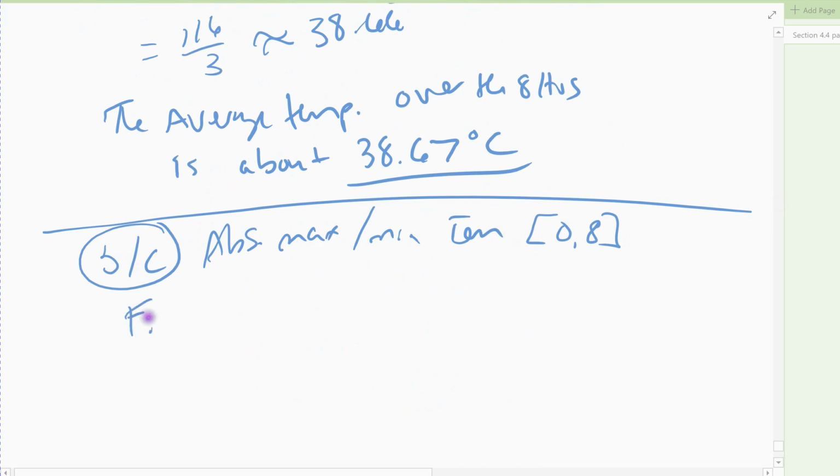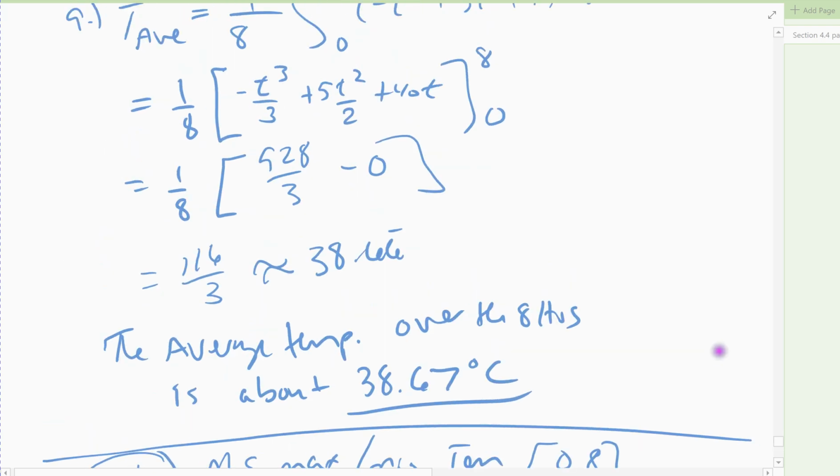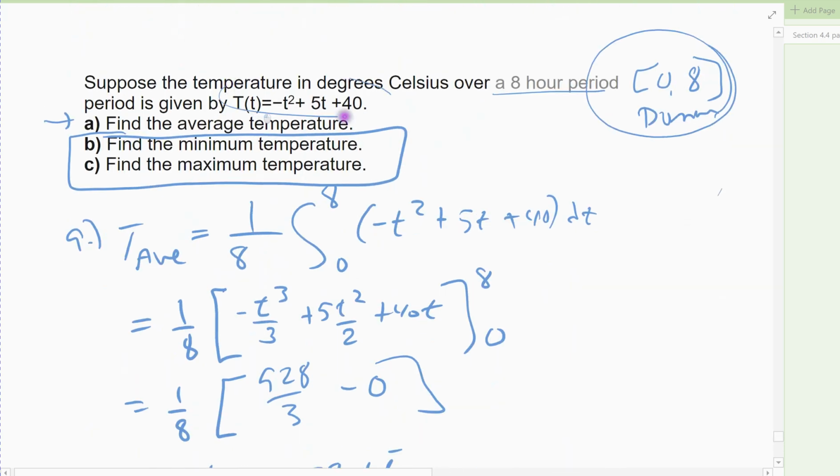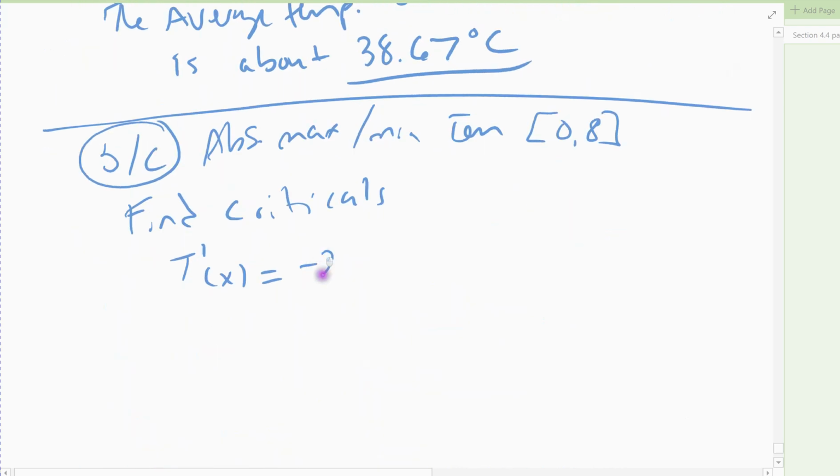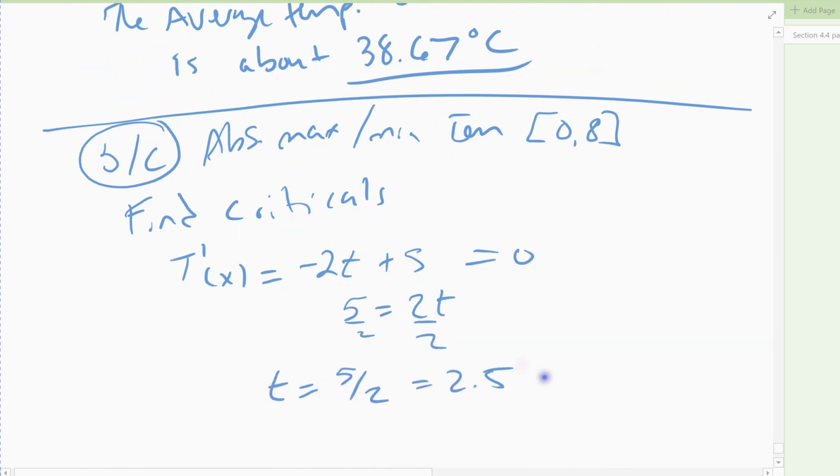So what you have to do is find any criticals over 0 to 8, which means find your derivative. So again, this is a throwback question. Find the derivative of your temperature equation. So go back up here to your temperature equation and find its derivative. So you get negative 2t plus 5. Set it equal to 0, so 5 equals 2t, divide by 2. So there is a critical value at 5 halves, or 2.5 hours.